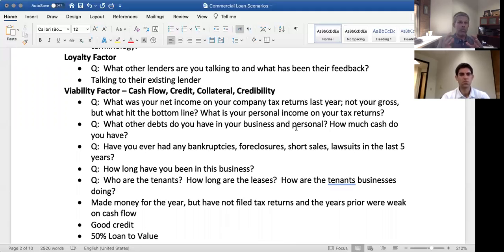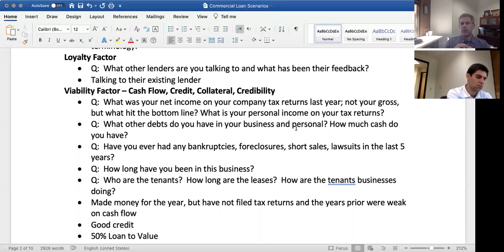Loyalty, again, what other lenders are you talking to? What's been their feedback? Who else do you have a dialogue with? We want to make assumptive questions. We don't want to say, are you talking to other lenders? You say, who else are you talking to? Give them the ability to be honest with you.